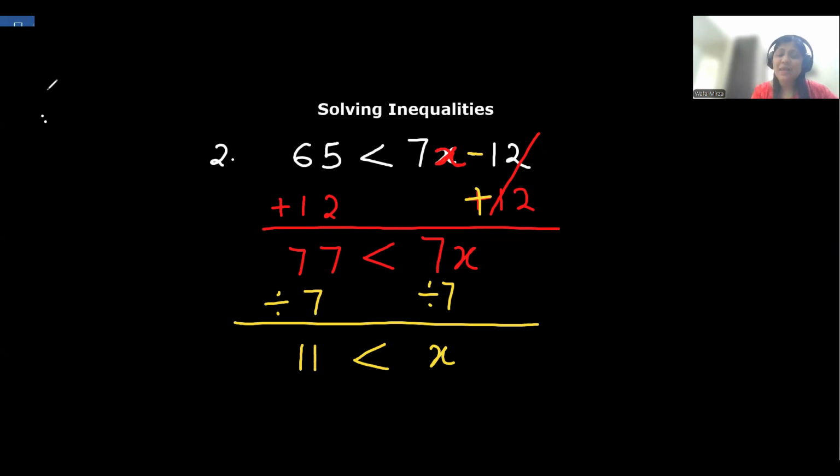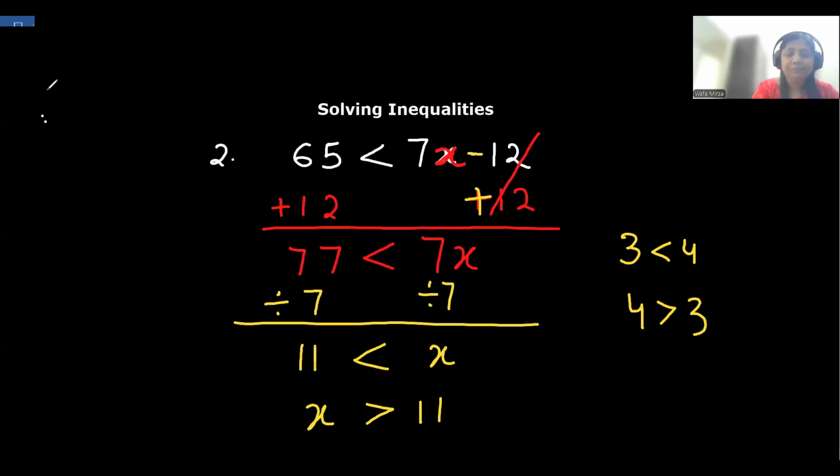So if 11 is less than x, x is greater than 11. How am I writing this? See, if 3 is less than 4, it means 4 is greater than 3. Similarly here, 11 is less than x, so x is greater than 11. Right? Now I want to again write my answer.